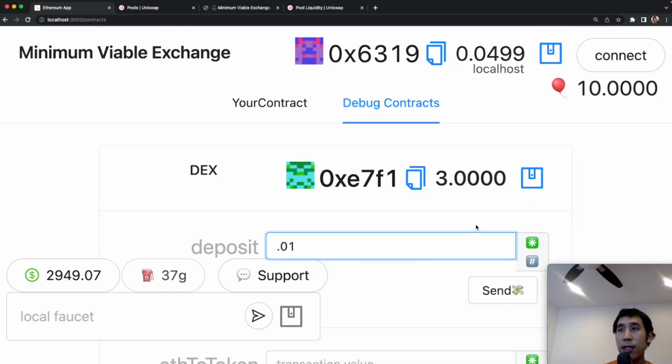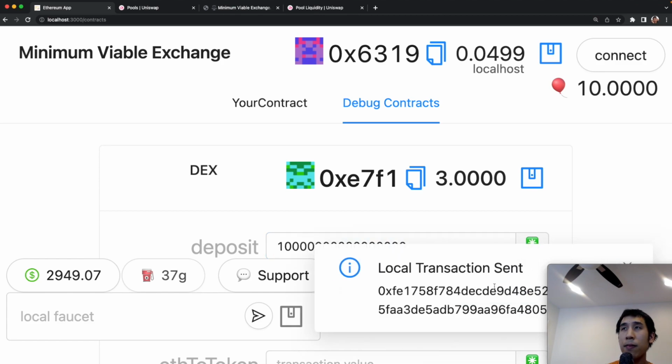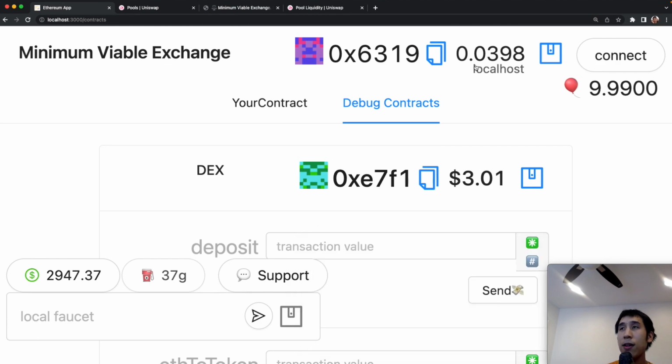Now that I've given the DEX an allowance to take away my balloon tokens, let's try depositing 0.01 Ether into the DEX. The exchange rate is 1-to-1, so the DEX should also take away 0.01 balloon tokens from me. As expected, I lost 0.01 Ether and 0.01 balloon tokens.